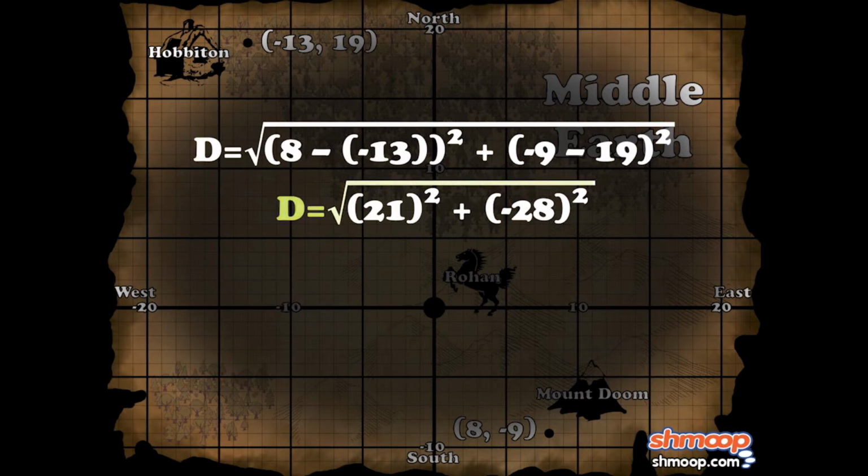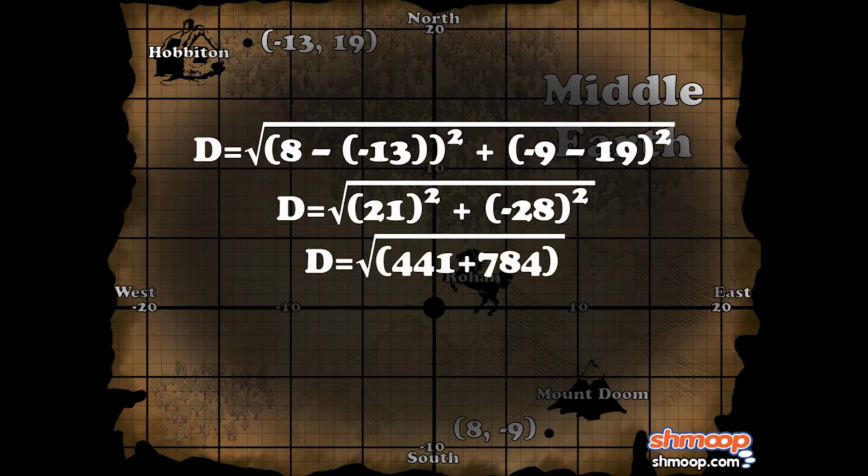So d equals the square root of the quantity 21 squared plus -28 squared. 21 squared equals 441, and -28 squared equals 784. 441 plus 784 is 1,225, and the square root of 1,225 is 35.